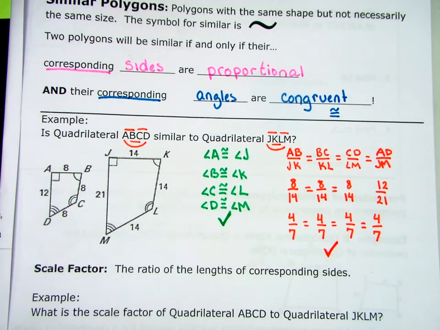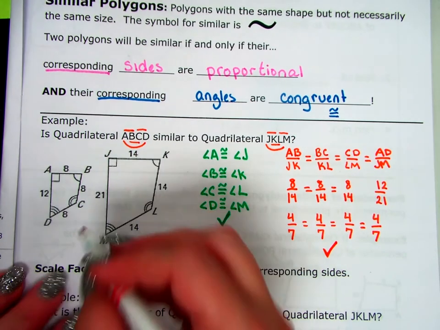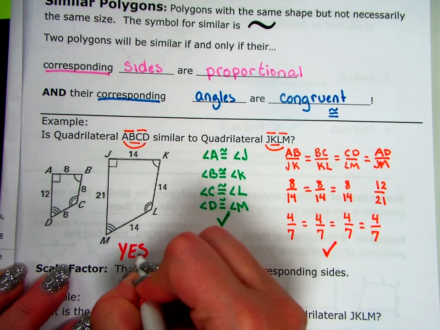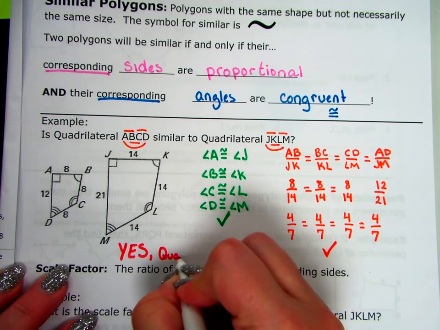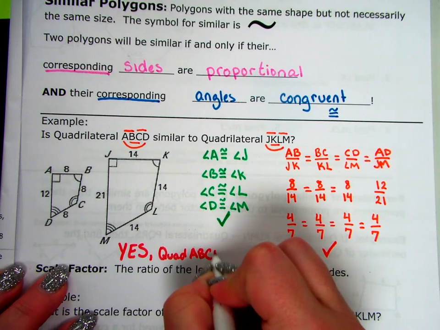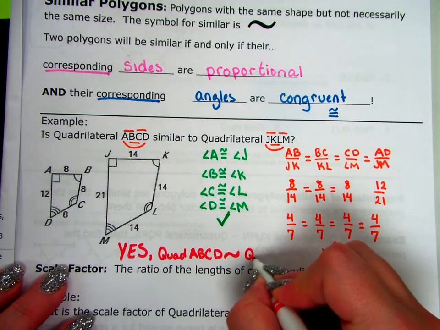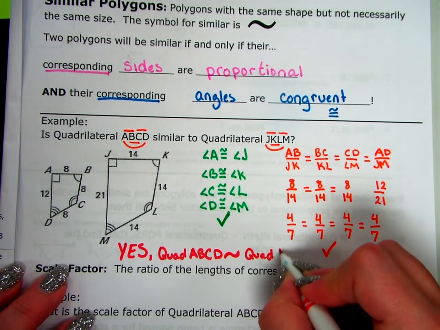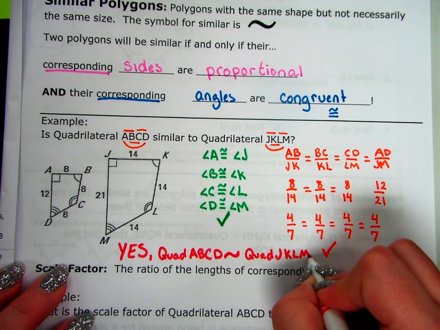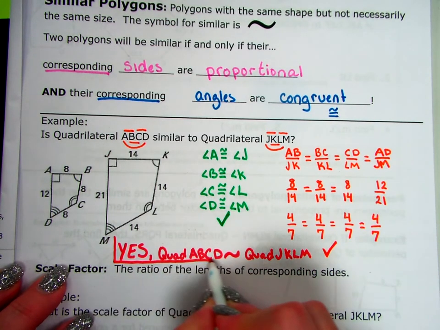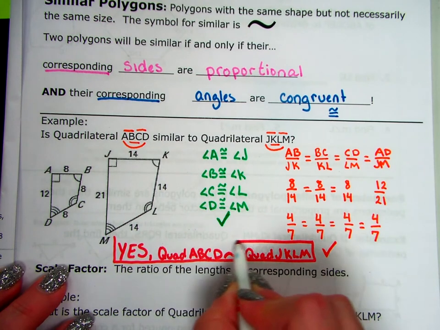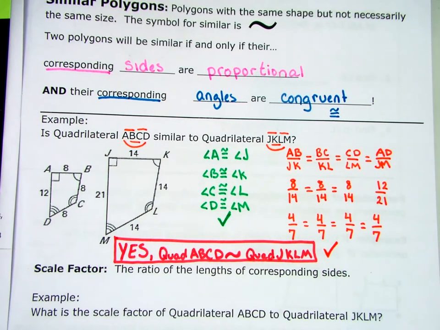proportional. So when it says, is quadrilateral ABCD similar to quadrilateral JKLM? My answer is yes. Quadrilateral ABCD is similar to, I'm using my similar symbol, quadrilateral JKLM, because the angles are congruent and the sides are proportional. Questions?